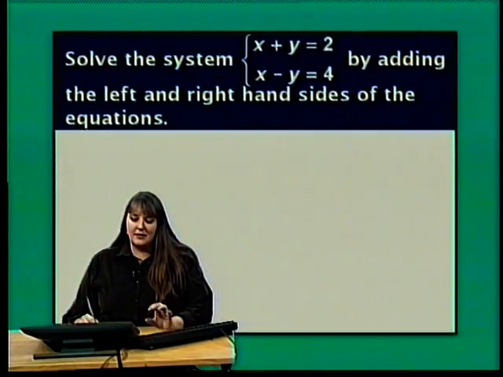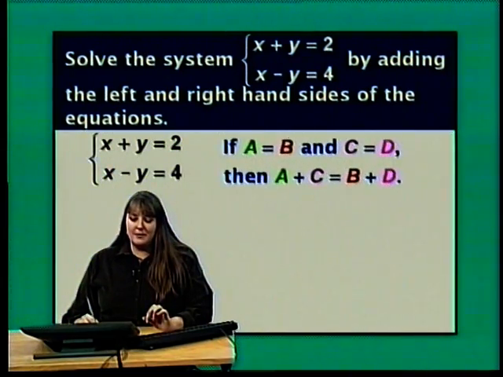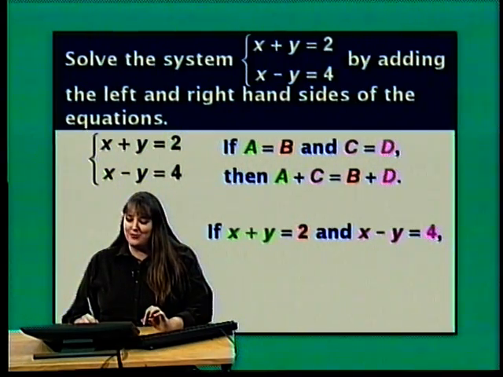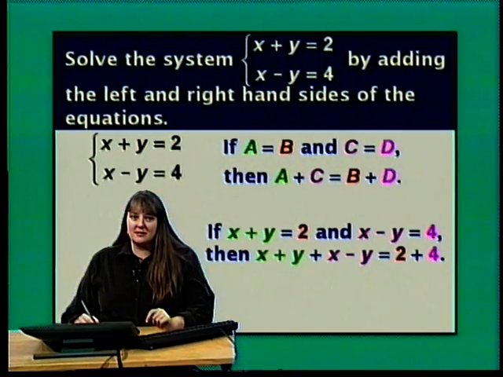So let's solve the system x plus y equals 2 and x minus y equals 4 by adding the left and right-hand sides of the equations together. Thinking of our addition property of equality, let's pretend that x plus y is A, B is 2, C is x minus y, and D is 4. If that's the case, when we add the left and right-hand sides of the equations together, we get x plus y plus x minus y equals 2 plus 4.